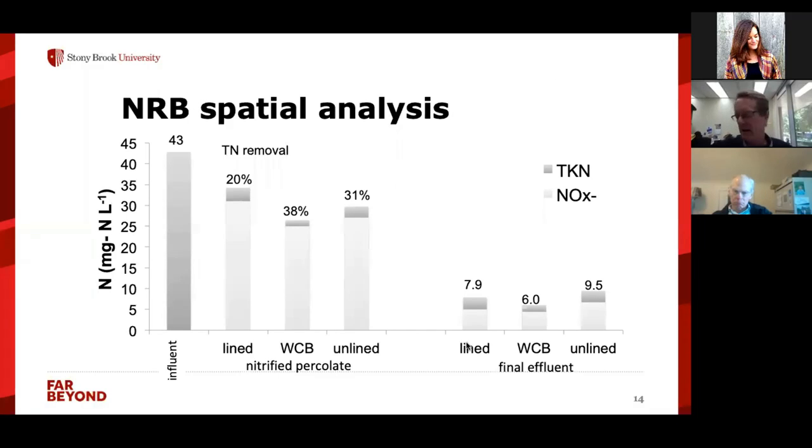If you look spatially at what happens in the system, this is the amount of total nitrogen in the system in milligrams per liter. And in the influent up at Mastic, it's 43 milligrams per liter. Just percolating down through the sand filter, this is nitrified percolate, captured in a lysimeter at the bottom of the sand bed. It removes on average about 1/3 of the total nitrogen. We think that's because there are anoxic microzones in that otherwise oxic layer.